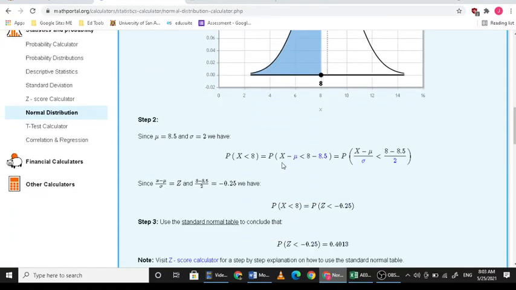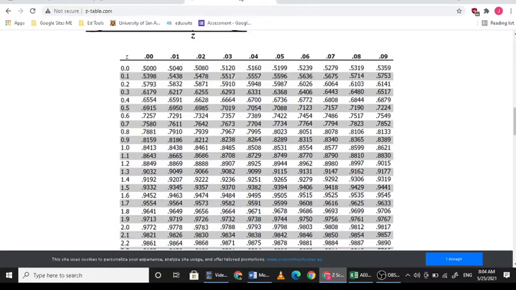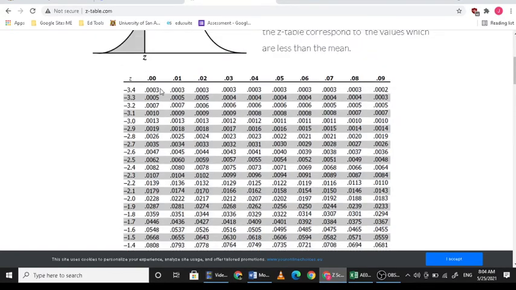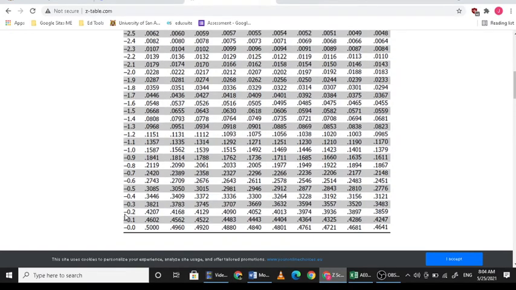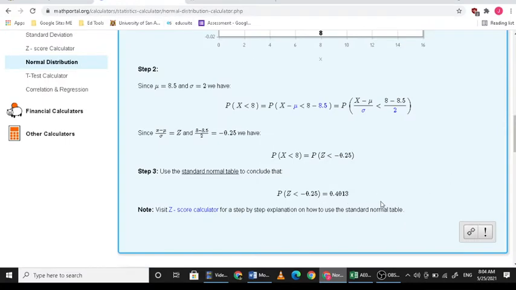Then you have your computation here. So x minus mean all over standard deviation. So 8 minus 8.5 divided by 2 is equal to negative 0.25. Okay? So it is negative 0.25, class. In the table, look for negative 0.2, then 0, 1, 2, 3, 4, 5. So 0.4013. Okay, check. So this is 40.13% as shown by this computation.